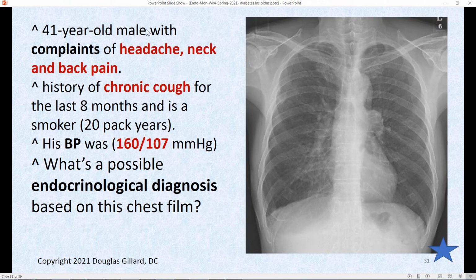Let's look at a 41-year-old man who comes in with headaches, neck pain, back pain, and a chronic cough for the last 8 months. He's got a history of 20-pack-per-year smoking, heavy smoker. Blood pressure is 160 over 107. So you take a chest film of him. I don't know, have you had soft tissue pathology? I'm not sure if you've had that yet. But what's a possible endocrinological diagnosis based on this chest film?